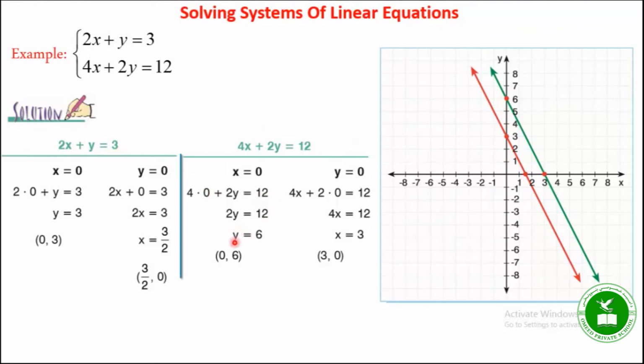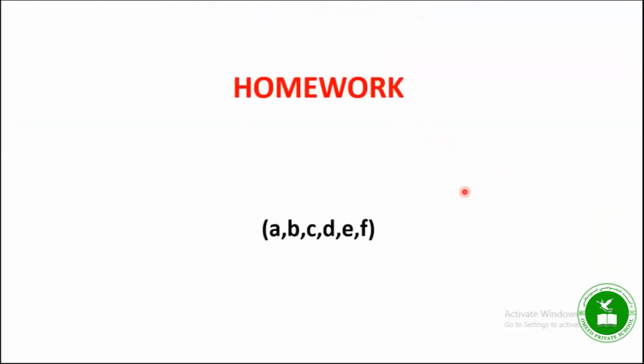For the second one, if x is 0, y will be 6, this point. And for the second, if x is 3, y will be 0. So this point. So the green graph is for the second linear equation. So the lines are parallel. Since the lines are parallel, there is no solution for this system. So we know that when the lines are parallel, there is no solution for the system of linear equations.